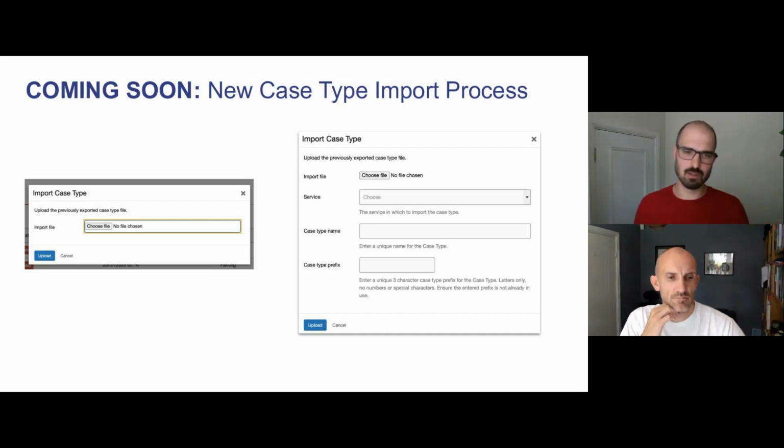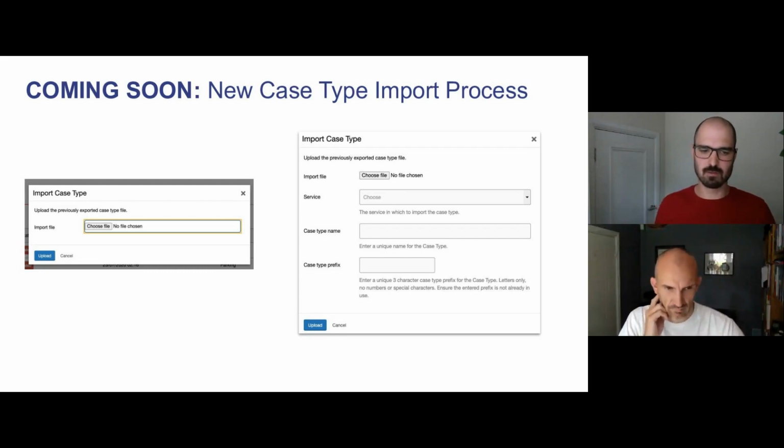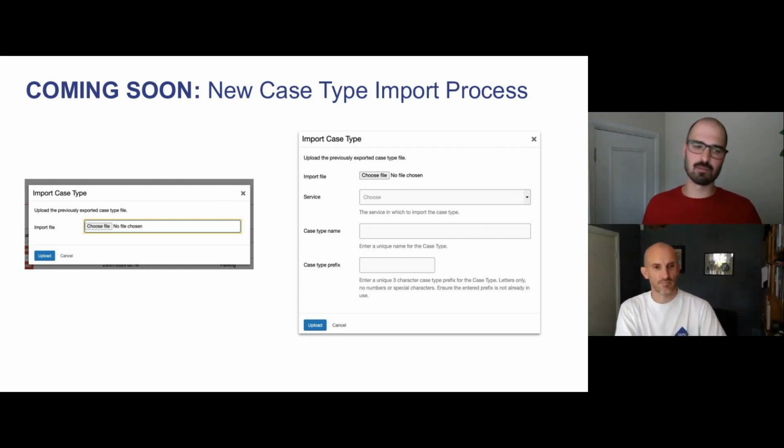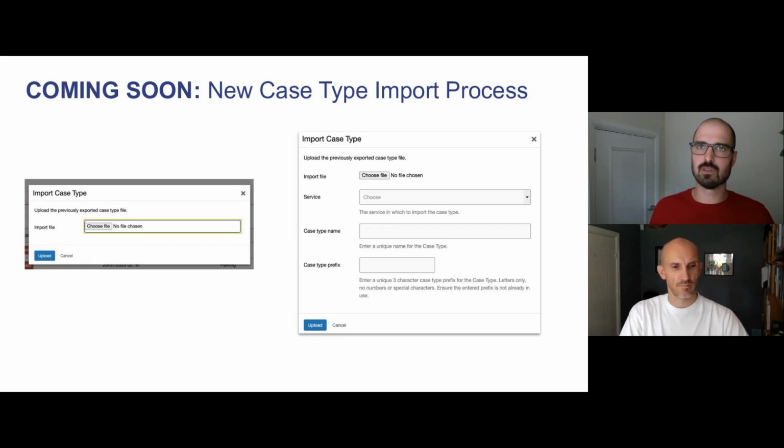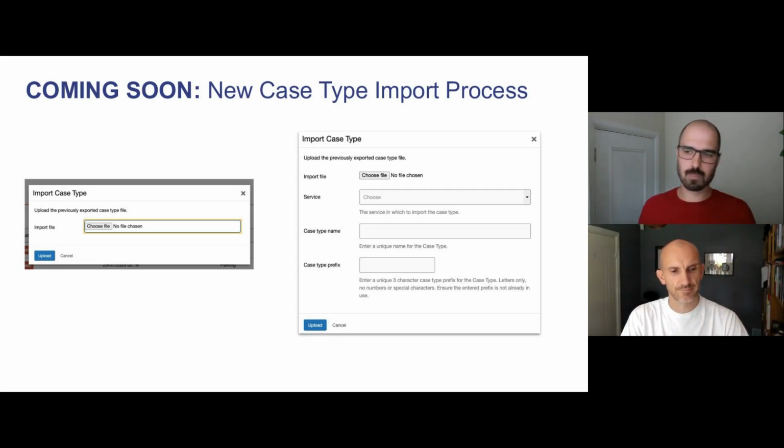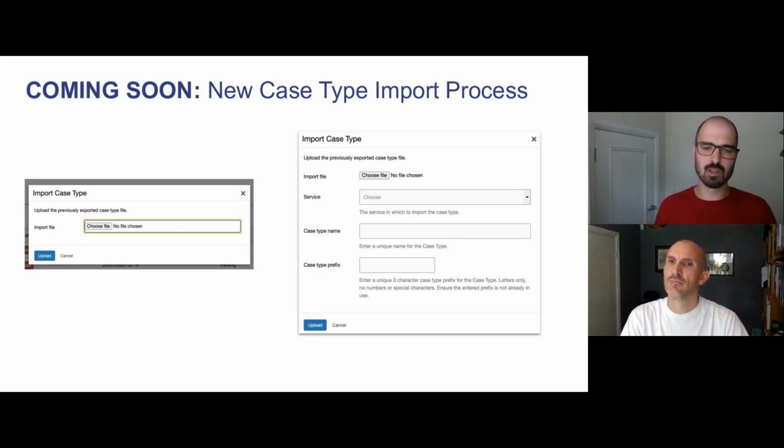We're also giving you the ability to specify, when you import this case type into your live environment, the name of the case type, but also the prefix. That will overcome another issue, where if you've imported a case type into live, but for whatever reason want to import another one with the same name or prefix, at the moment you can't do that, and we've had to help customers do that import. You'll now be able to do this.